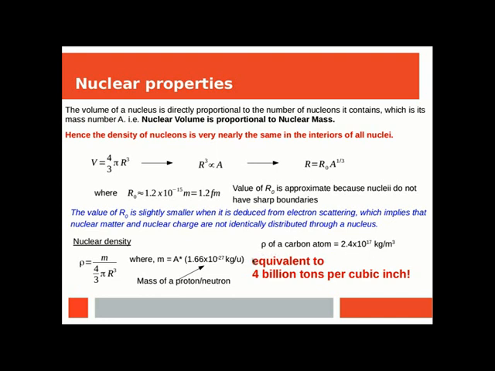Typical nuclear density of a carbon atom is this much. It is equivalent to 4 billion tons per cubic inch. That means 4 billion tons of weight is condensed into 1 cubic inch of volume. This enormous density is the typical density of a carbon nucleus. So you can see that this density is very high, extremely dense. Nucleus is an extremely dense entity.